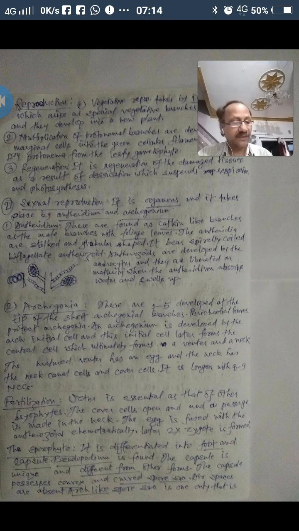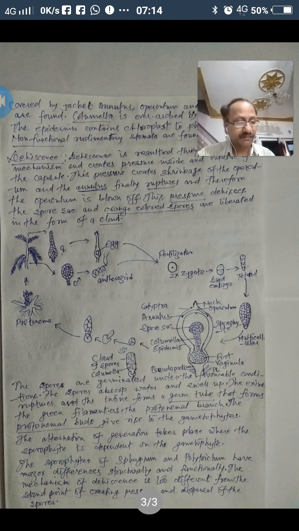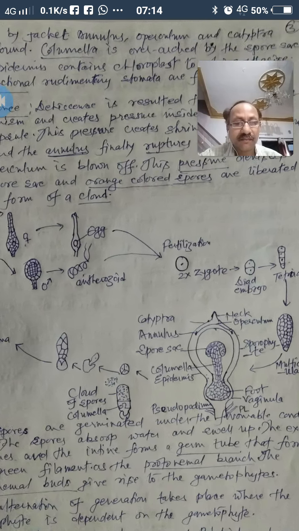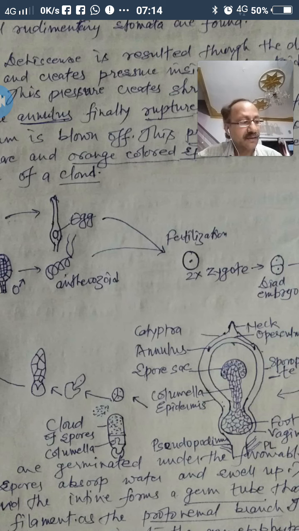The sporophyte is differentiated into foot and capsule. The seta is compressed. Pseudopodium is found. The capsule is unique and different from other forms. The capsule possesses a convex and curved dome-like spore sac. The spore sac is only one, and that is covered by the jacket wall. Annulus, operculum and calyptra are found. Columella is overarched by the spore sac. The epidermis contains chloroplasts to photosynthesize.